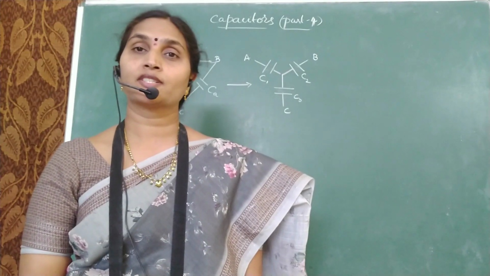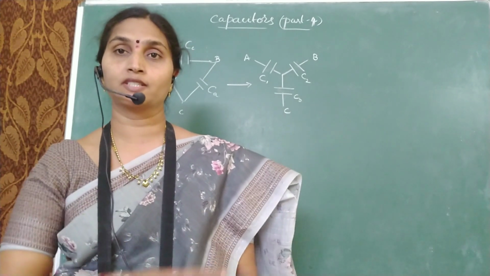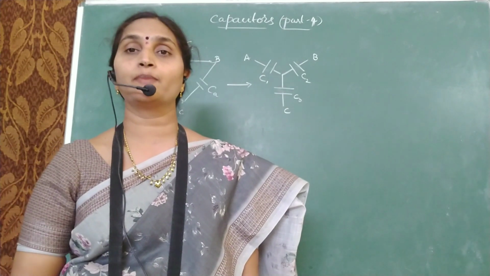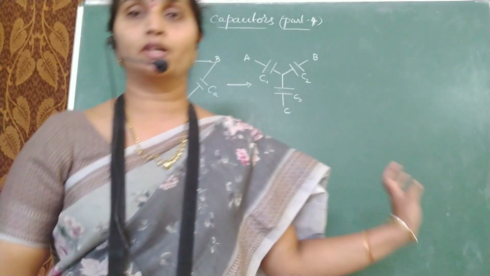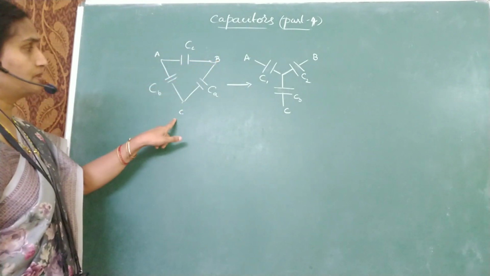So previously we have discussed how to convert a Y shape into a delta network. Now let's see the reverse. Okay, so if you have a triangular network of 3 capacitors, how to replace it with a Y-shaped network. Okay, come back to the same diagram. Okay, so let A, B and C be the 3 terminals.